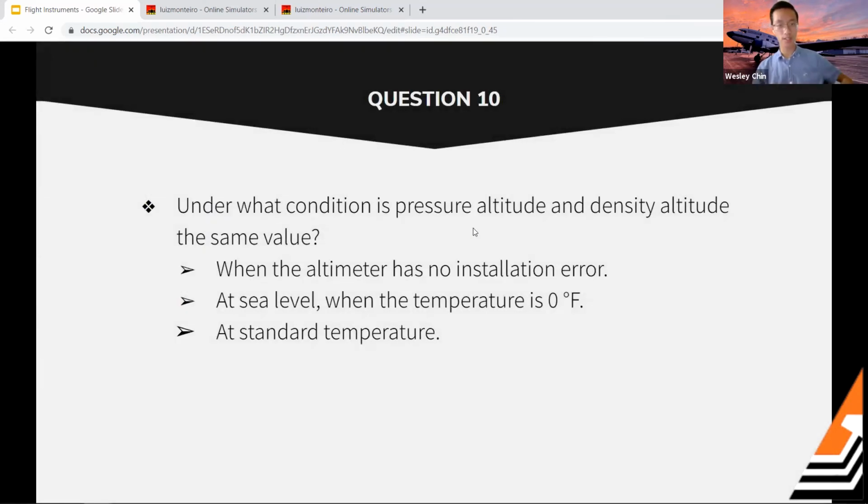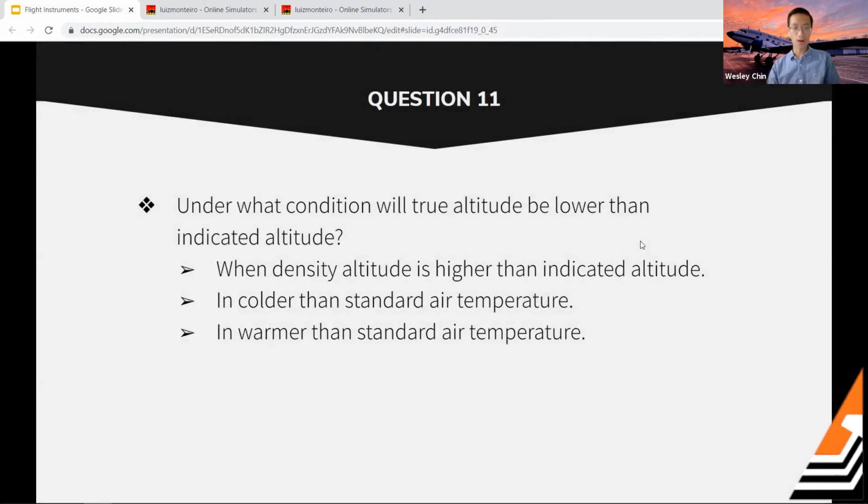All right, under what condition are pressure altitude and density altitude the same value? This depends on whether you know what both of those are and their relationship. Standard temperature. All right, you got it. At standard temperature, because density altitude is pressure altitude corrected for non-standard temperature. So if it's standard temperature, they're going to be the exact same value.